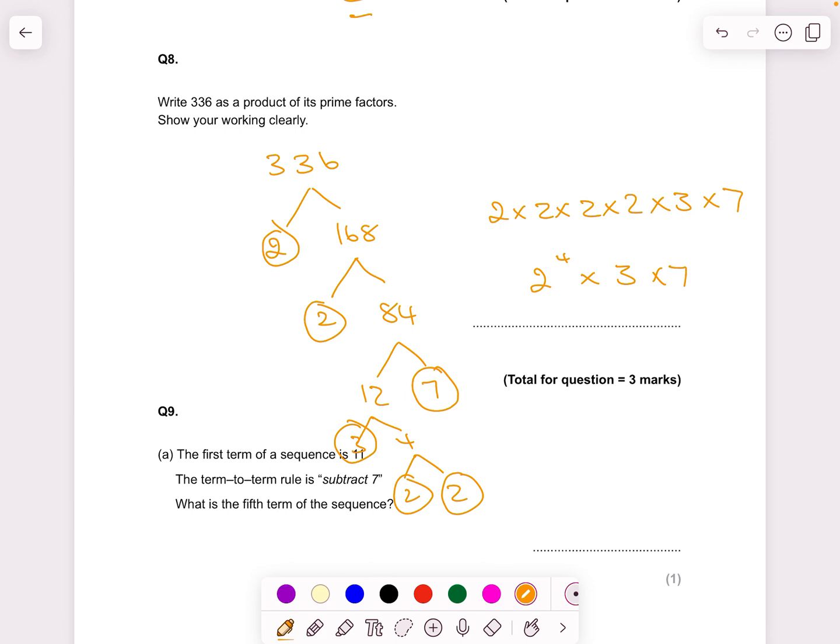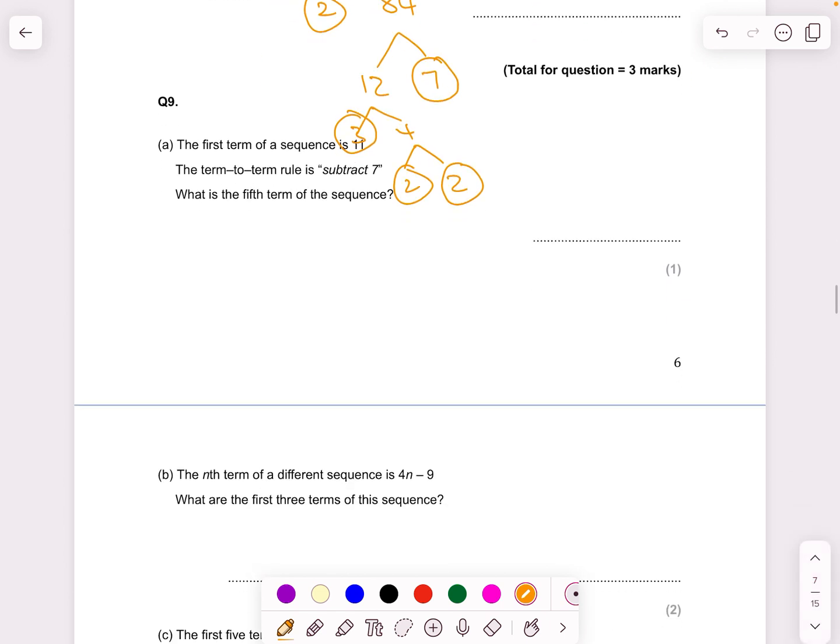Okay. Right, question 9. The first term of a sequence is 11, and a rule is subtract 7. What is the 5th term? If I was you, I would just literally, first term is 11, I subtract 7. So take away 7, that gives me the next one being 4. Then, so that's the second term. So I'll just write it up here for 5th, and we're looking for the 5th term.